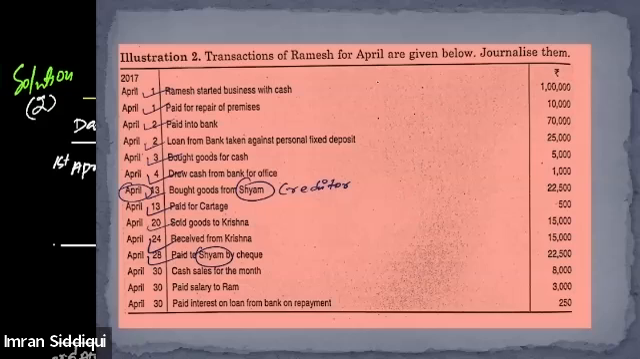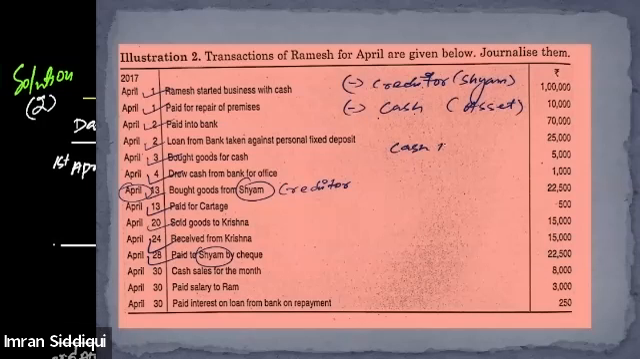Creditor by the name of Sham will reduce. There will be no more liability toward Sham, right? Number one. Number two, since we must have paid Sham by way of cash, ultimately cash will also reduce at the same time. Cash is an asset. Asset reduces, we have to debit. Yes.